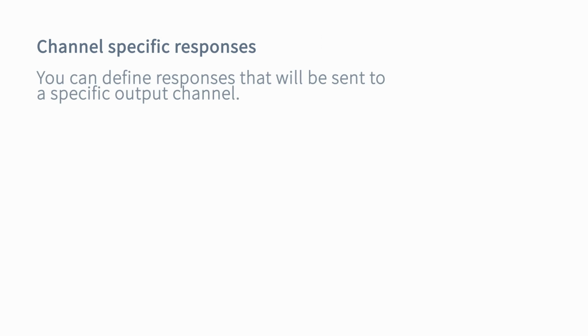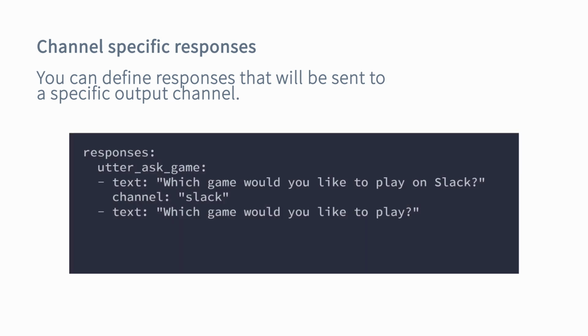Another very important and useful configuration that you can include in your assistant is channel-specific responses. With this, you can enable your assistant to send specific responses to specific output channels, especially if you have more than one output channel that is connected to your assistant. Rasa supports quite a few output channels that you can use off the shelf. And to learn more about them, you should check out Rasa's documentation.